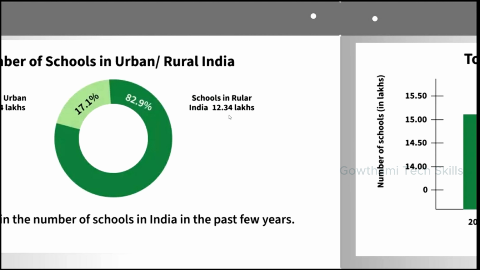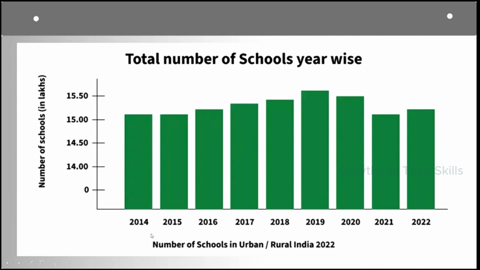Here is the total number of schools year wise. In 2014 you have this many, in 2015 this many. This is called just visualization. Just taking the previous data, we are giving some visualization. That's it, nothing more than that. Year wise, they have given the number of schools available in lakhs. In 2015, it is between 15 and 15.50. In 2016, it just increased a little.